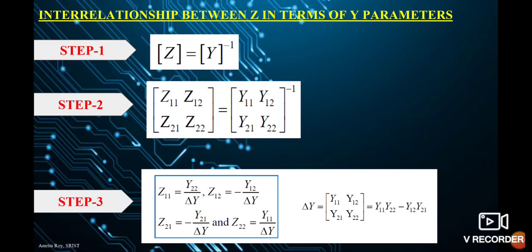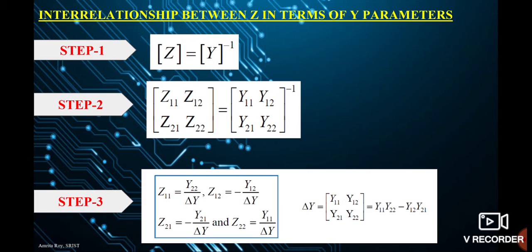So first one is the interrelationship between Z in terms of Y parameters. For easy understanding, I have divided the conversion in 3 steps. In the first step, we are going to write down the equation, that is Z equals Y inverse. In step 2, we are going to write down the Z parameters in the form of a 2 cross 2 matrix, and the Y parameters also in the form of a 2 cross 2 matrix. And in step 3, we are going to write down the Z parameters by calculating the Y parameters, that is Z11 will be equal to Y22 divided by delta Y.